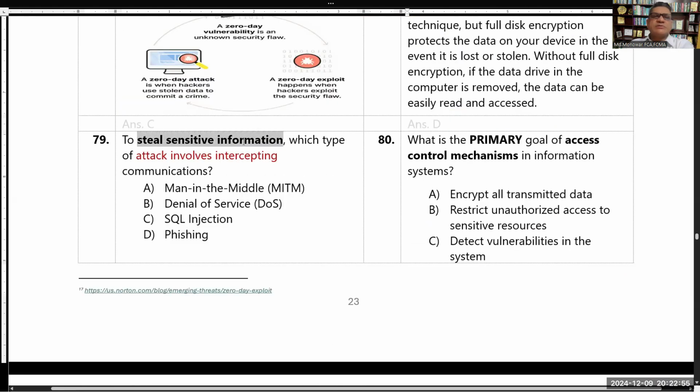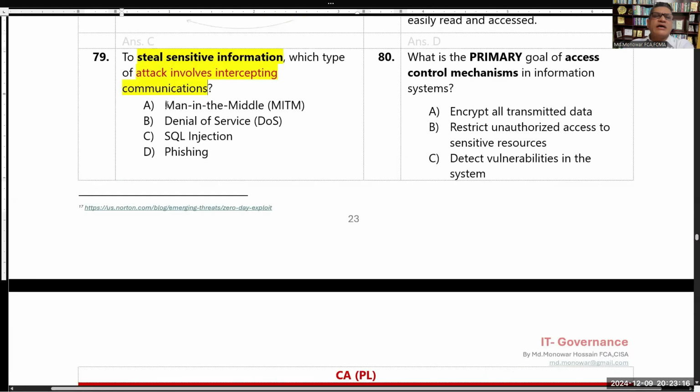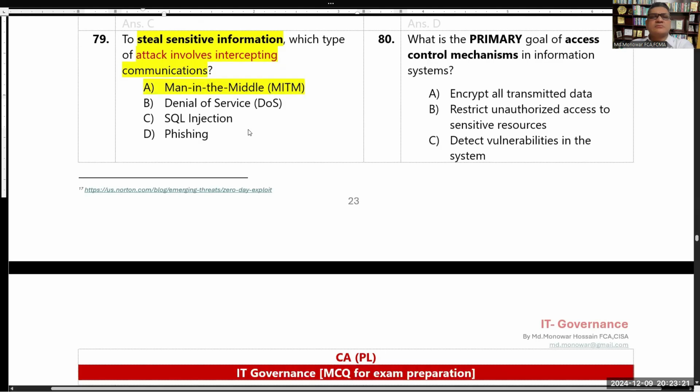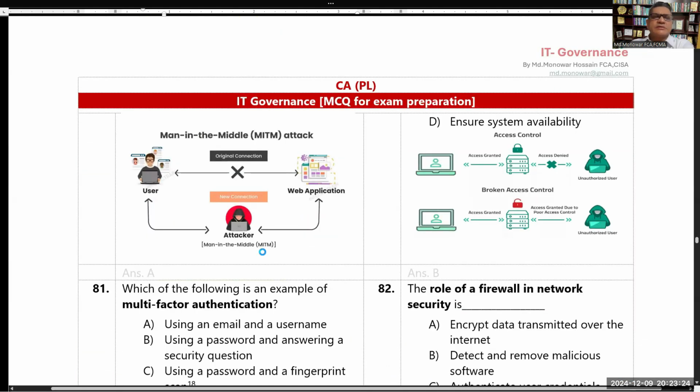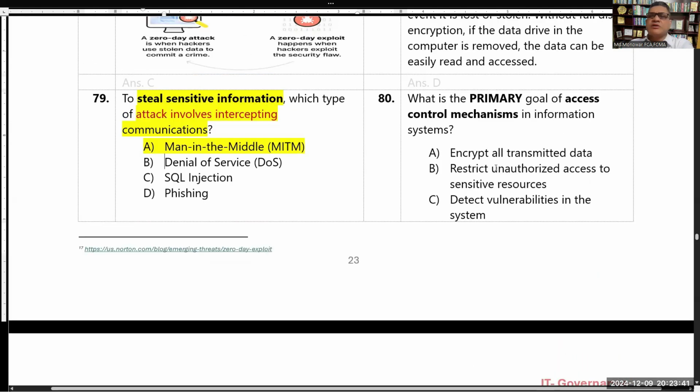To steal sensitive information, which type of attack involves intercepting communication? It is the man-in-the-middle attack. This way the attacker breaks the communication network and takes all control, which is the man-in-the-middle attack. Answer A. What is the primary goal of access control mechanisms in information systems?